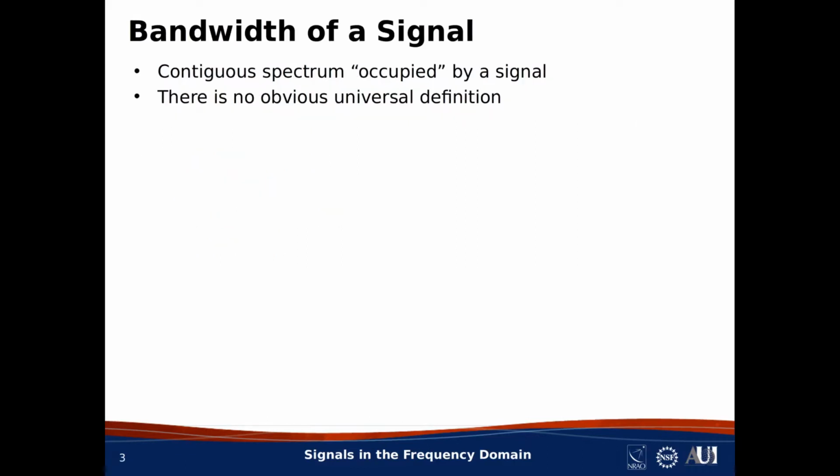First, what do we mean precisely when we say that a signal has bandwidth? Formally, one might say that the bandwidth of a signal is the width of the contiguous spectrum that a signal occupies. However, that is not as clear-cut a definition as you might first think. And in fact, there's no obvious definition of bandwidth. Let me begin with an example.